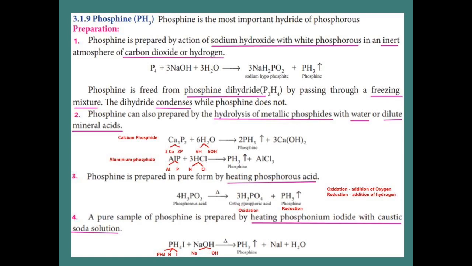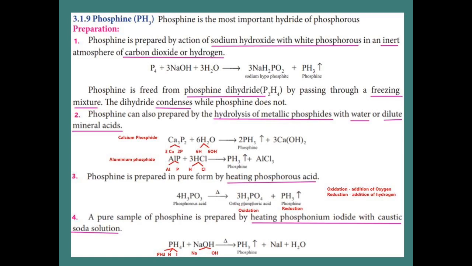Phosphine formula is PH3. We prepare the phosphine by 4 methods. First method, when white phosphorus is treated with sodium hydroxide in aqueous solution in inert atmosphere of carbon dioxide or hydrogen, it gives sodium hypophosphite, NaH2PO2, along with phosphine. Another product, a small product, is phosphine dihydrate, P2H4.